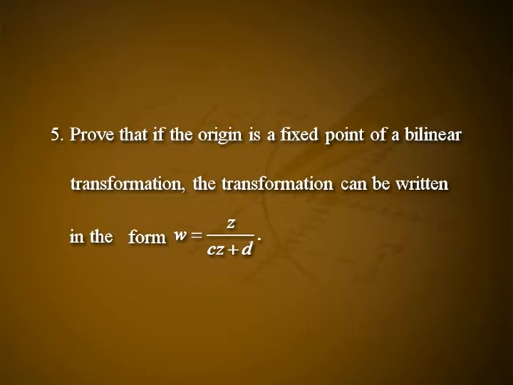5. Prove that if the origin is a fixed point of a bilinear transformation, the transformation can be written in the form w is equal to z divided by cz plus d.